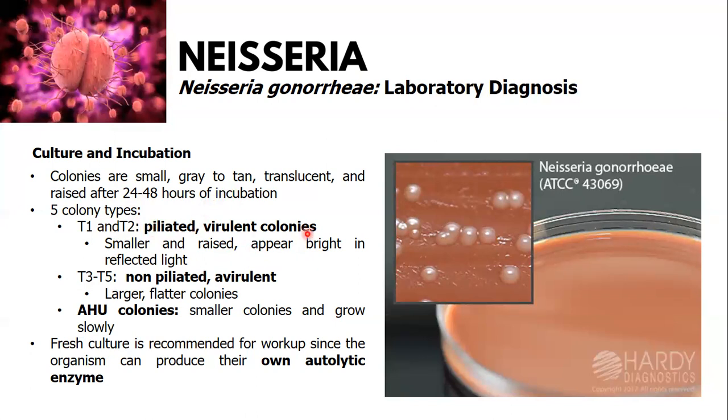However, subsequent incubation of culture for Neisseria gonorrhoeae would result in the progression of T1 and T2 colonies to become T3 to T5 colonies, which are already non-piliated, meaning to say that the bacteria growing already have lost their pili due to subsequent incubation and have now become avirulent. And these colonies are characterized as larger, flatter colonies.